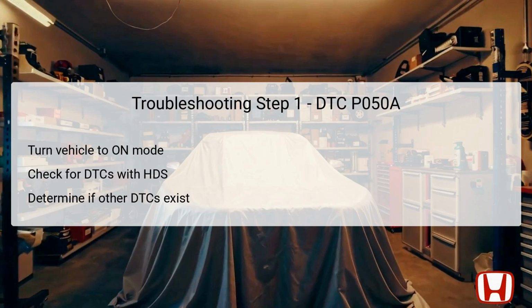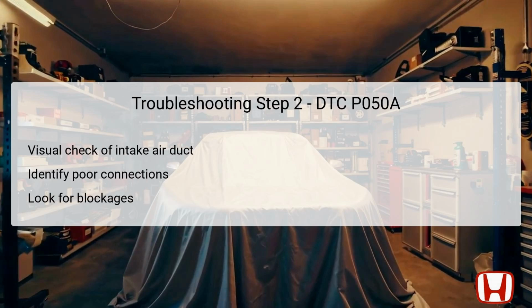Pay special attention to whether there are any other error codes present besides P050A. If there are additional DTCs, they may indicate other underlying issues requiring immediate attention. Conversely, if P050A is the only code present, proceed to the next troubleshooting step to investigate potential causes specific to the idle air control performance.